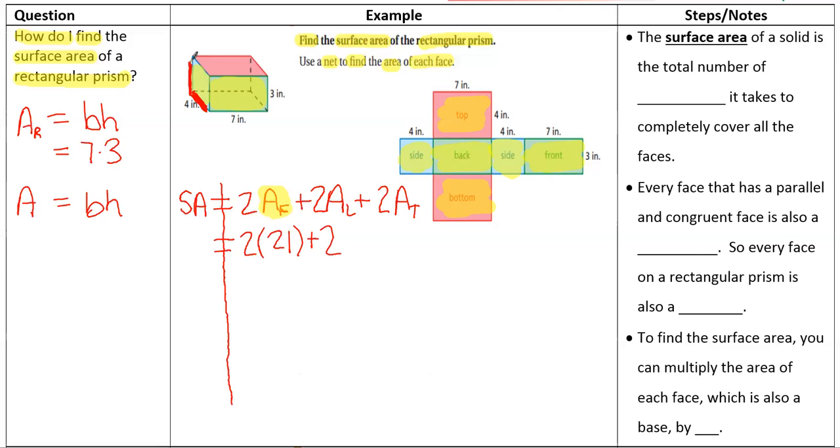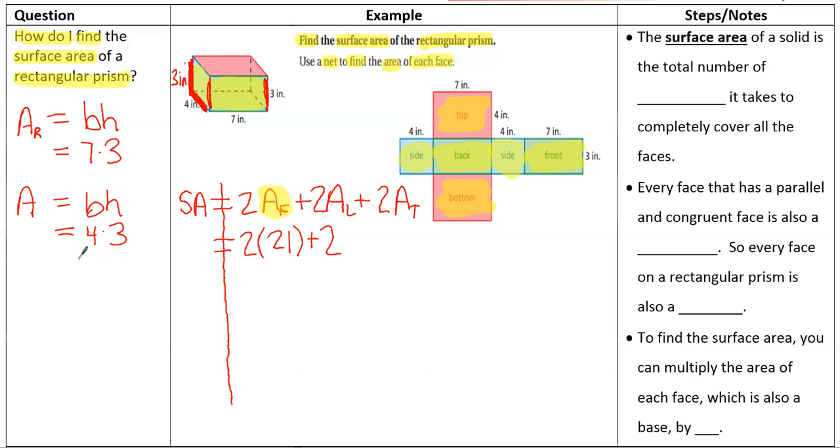How tall is this though? What's the height? Do you see this 3 over here? All of the edges that are going up and down must all be 3. So this is 3 inches. So this is 4 and 3.